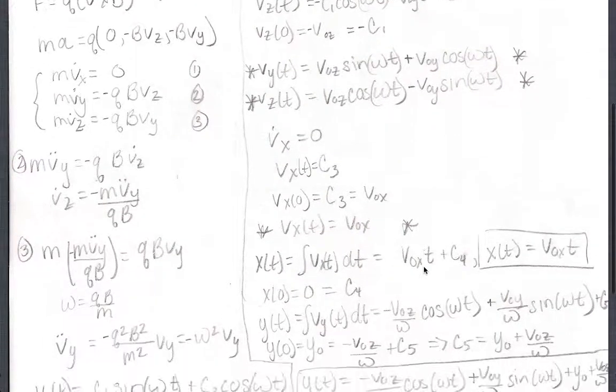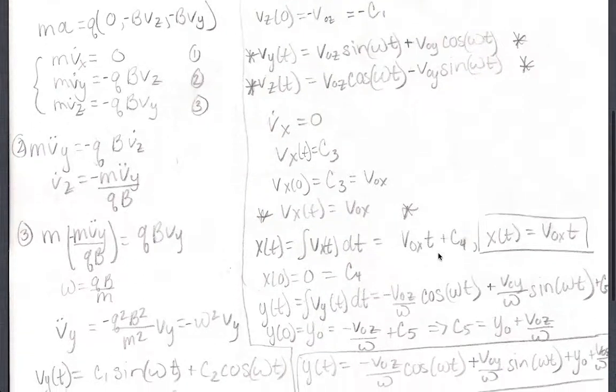So then to find the equations of motion for each direction, you integrate the velocity with respect to time. So for x of t, you just get v naught x t plus another constant c4. And we know that the initial position for x is 0. So c4 is 0. So x of t is just v naught x times t.